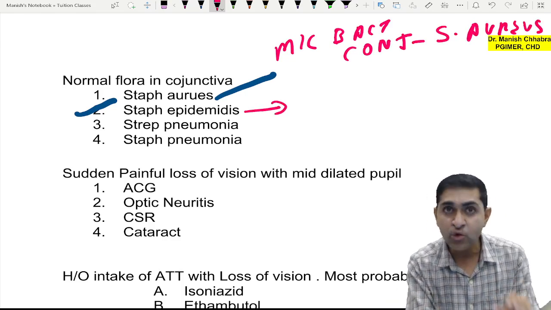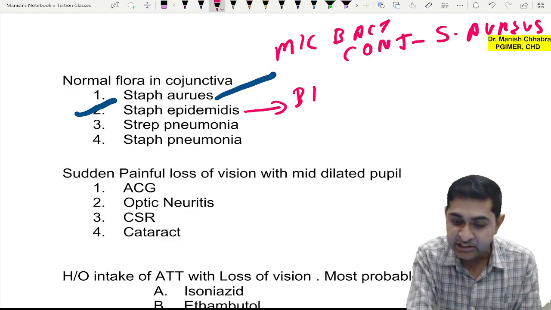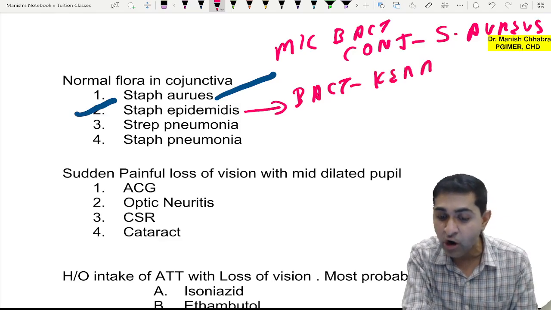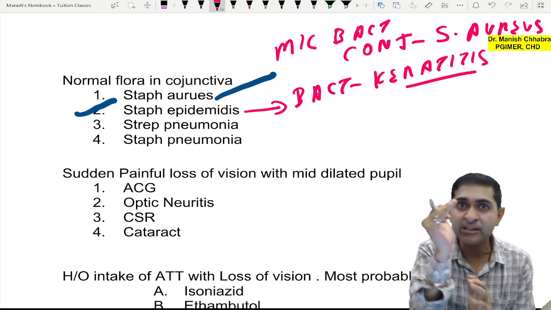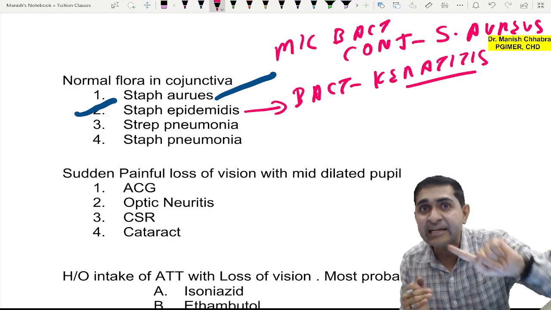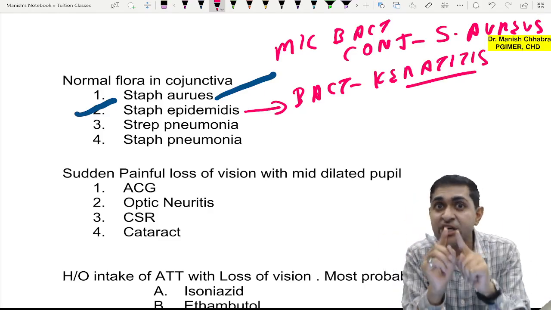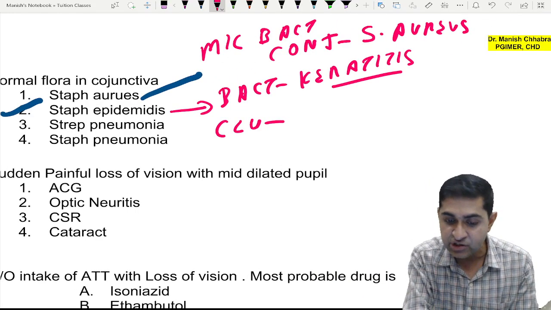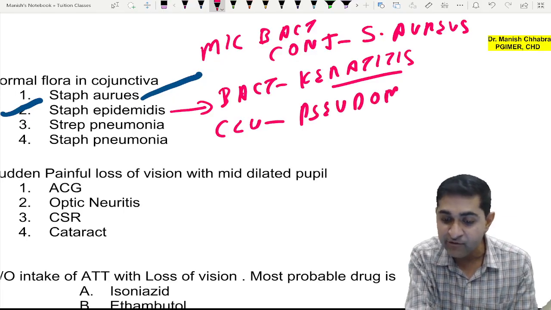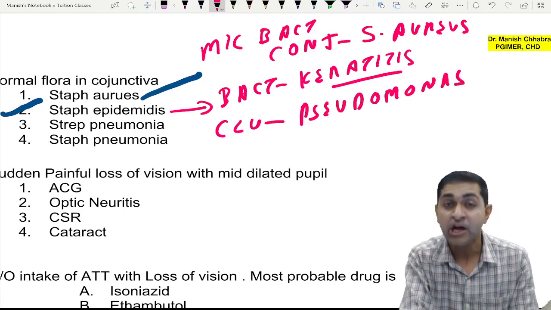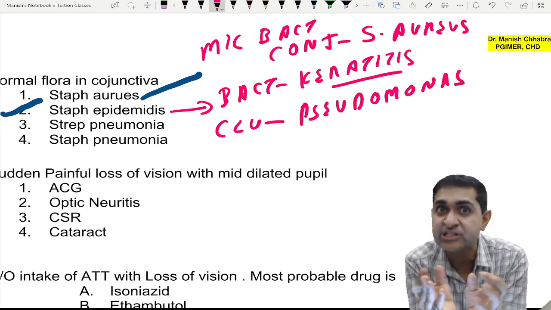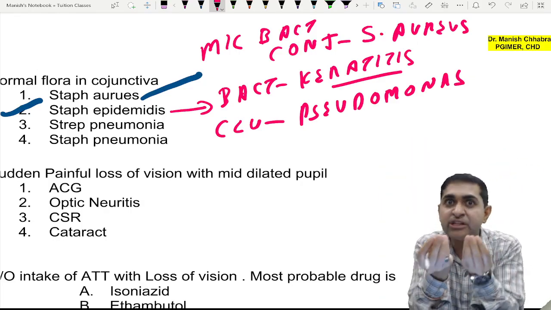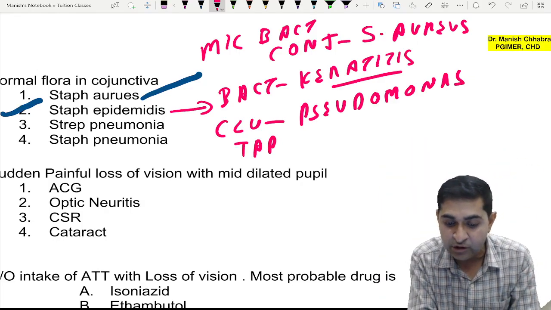Not to forget, the most common cause of bacterial keratitis is your Staph epidermidis. These are all most commons which you should know. Another most common cause of bacterial keratitis, meaning corneal inflammation, in contact lens users, CLU, is your Pseudomonas. So buy one, get three free. Pseudomonas is the most common cause of keratitis in contact lens users who have a history of swimming in a pond or washing the contact lenses with tap water.